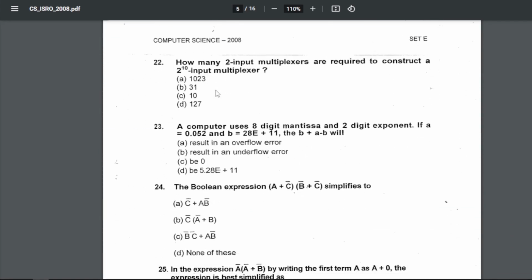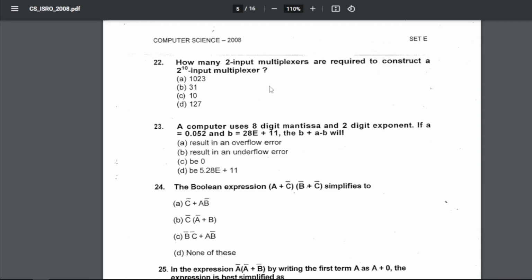Now question number 22 is, how many 2 input multiplexers are required to construct a 2 to the power 10 input multiplexer, right? So for this our answer will be A, that is 1023. So here we need to consider that we need to create a 2 to the power 10 input multiplexer using 2 input multiplexers.